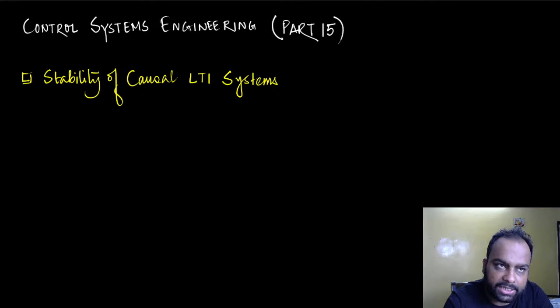The discussion here would be mostly limited to linear time invariant systems, and then we shall impose the restriction of causality later on. For the most part, we're going to derive our equations and discuss everything in terms of linear and time invariant systems, and then we are going to impose causality. So ultimately, we shall have discussed the condition of stability for causal linear time invariant systems.